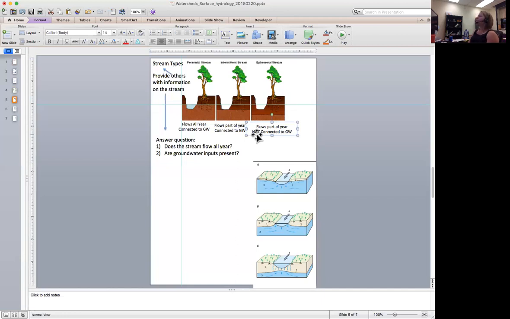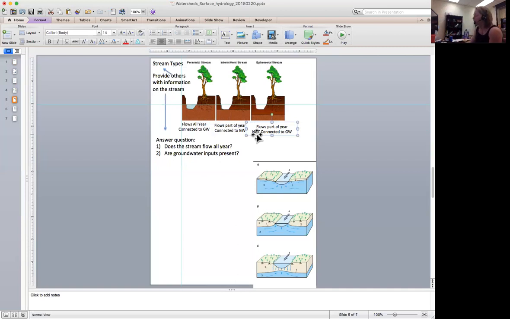And then finally, you have these perennial ones, right? So they're always having some kind of water flowing to that system. They are dependent upon groundwater at certain times of the year, not always. And so you have this different characterization of different types of flow taking place in these systems.